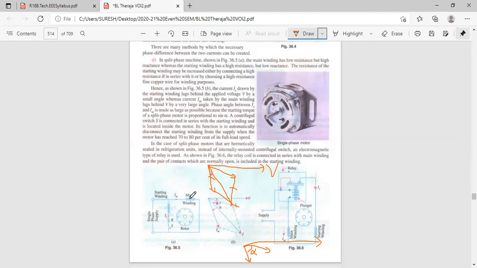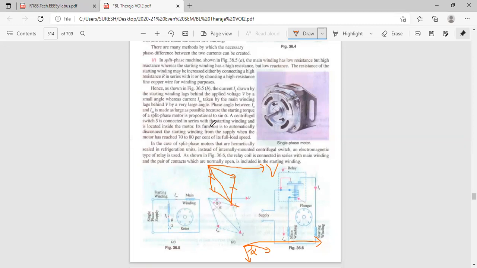That's why the heavy coil, thick coil, this is the thin coil. The thick coil has high reactance, high inductance. Since it has high inductance, IM lags the voltage by more angle. But this is a thin coil. That's why IS lags the voltage by a small angle. Now the angle in between IM and IS is alpha.